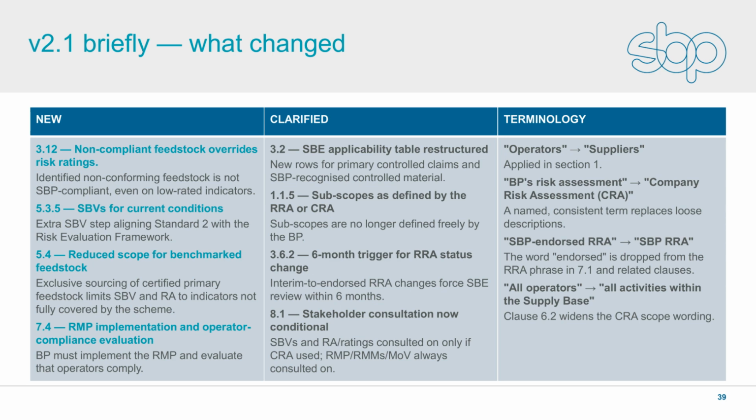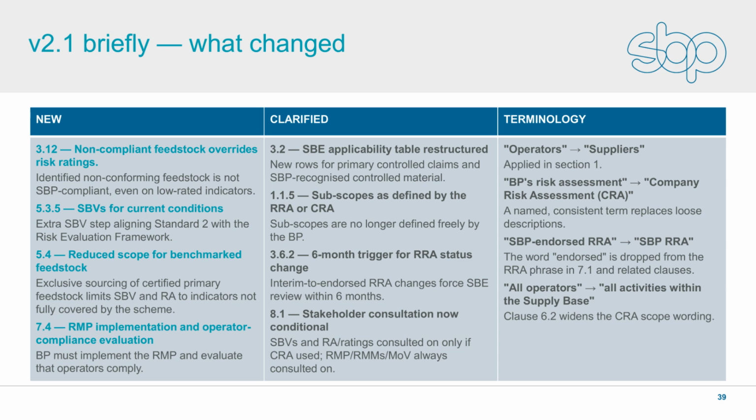with it. In the middle, clarifications that formalize positions that were already in normative interpretations or scheme practice. The SBE applicability table has been restructured and made clearer. Subscopes are now defined in the RRA or CRA, not by the biomass producer alone. An RRA status change triggers a 6-month SBE review, and stakeholder consultation is now conditional on whether a CRA is in use. On the right, terminology cleanup.